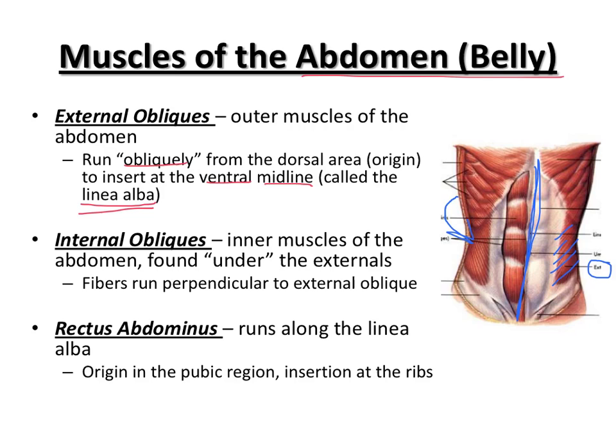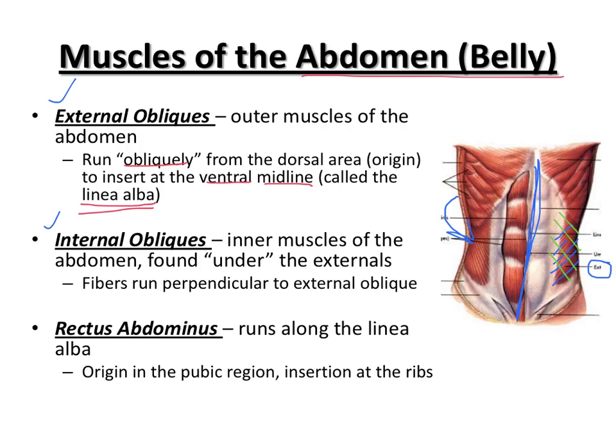Now you also have what are called internal obliques. Internal obliques are deep to the external obliques, so they're just under the externals. Now these are the inner muscles of the abdomen, and basically what we're going to have to do is poke a little hole in the external obliques so that we can see the internal obliques underneath them. Now these will have fibers that run perpendicular to the external obliques. So on this picture, we don't really have those internal obliques being shown to us, but they basically are going to have fibers that run kind of like this inside there, like my green lines here, versus what the outer ones do.